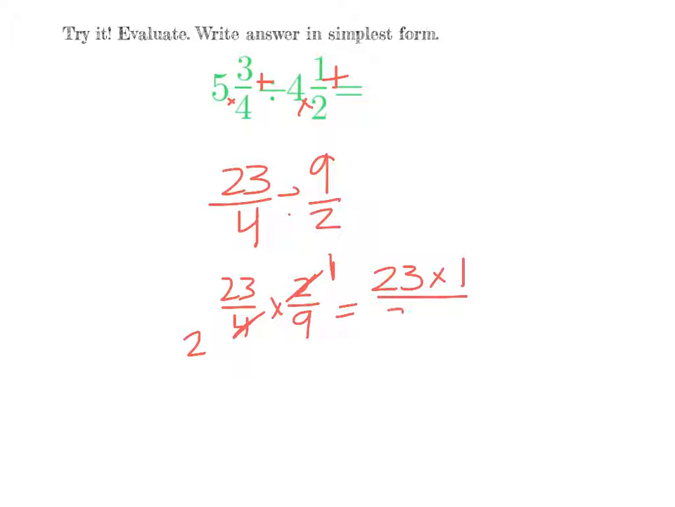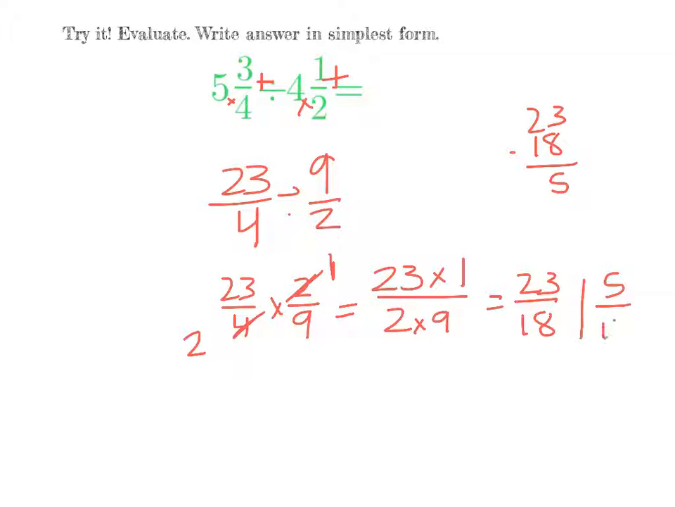23 times 1 over 2 times 9, which is 23/18. And I know that 18 goes into 23 one time. 18. How many is left over? Looks like 5 pieces. 1 and 5/18. And there's your answer for the first problem.